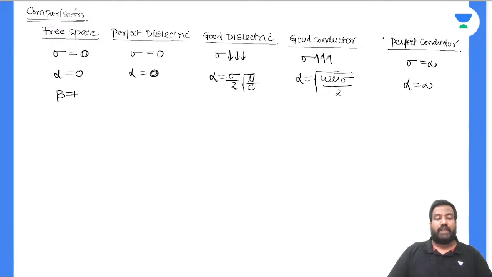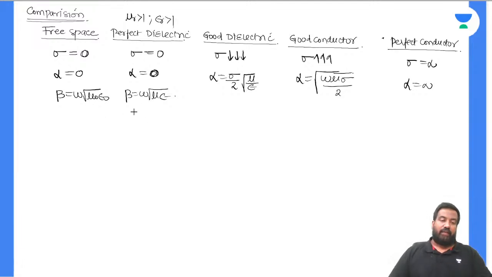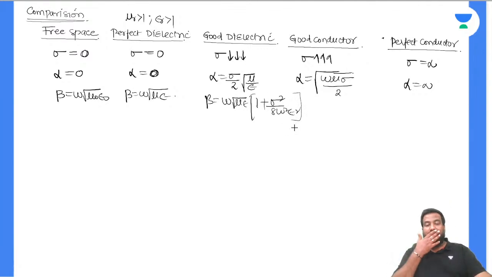Next, the value of beta for free space is omega into under root of mu naught epsilon naught. For a perfect dielectric, it is omega into under root of mu epsilon, where mu r is greater than 1 and epsilon r is greater than 1. Therefore, beta value slightly increases. For a good dielectric, beta is equal to omega into under root of mu epsilon times 1 plus sigma square by 8 omega square epsilon square. A good dielectric has a small value of sigma. Therefore, beta increases when compared to perfect dielectric.